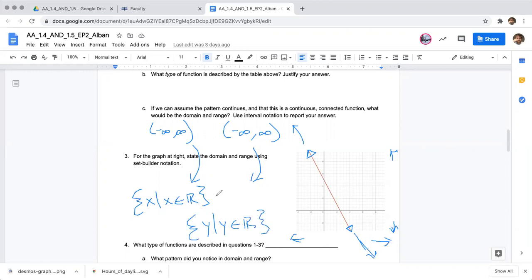Okay, so this is a fancy notation. You can also just say all real numbers, or you can write all real numbers. That's fine.